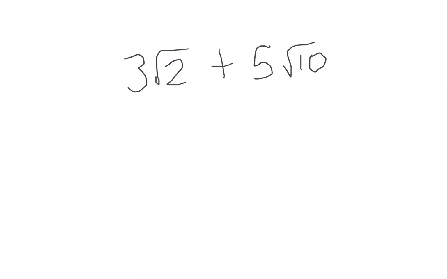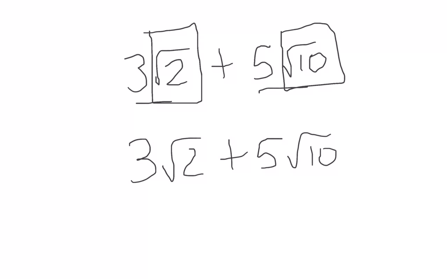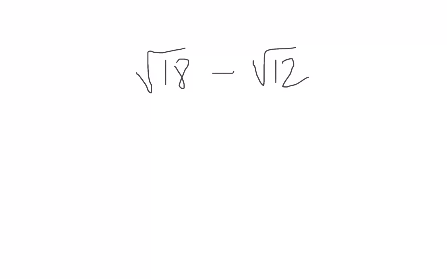Okay, when I get to this problem, I realize that 3 radical 2 can't simplify, and 5 radical 10 can't simplify. So I've got to see if I can add these things. And when I look to add these things, I see, oh, radical 2 is not the same as radical 10. These two things are different. So since these are different, they won't add, and my final answer just stays the same: 3 radical 2 plus 5 radical 10, because I can't add anything together or simplify.